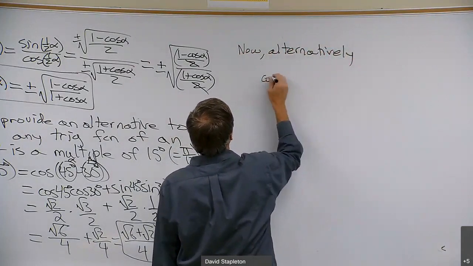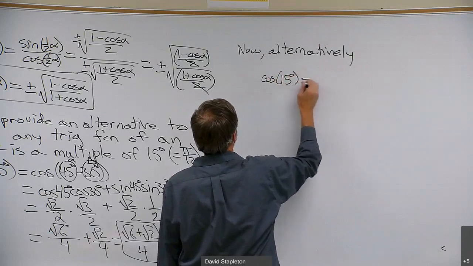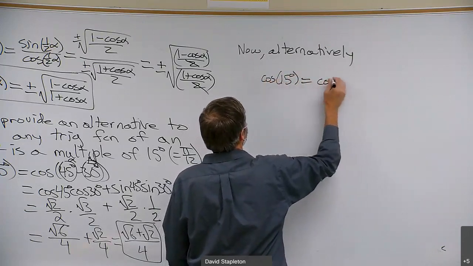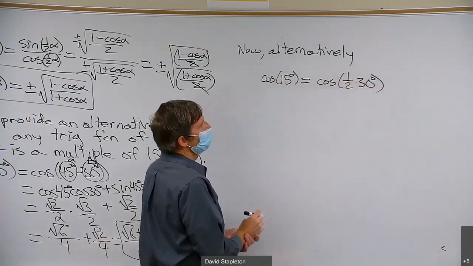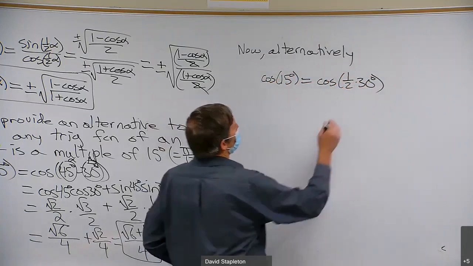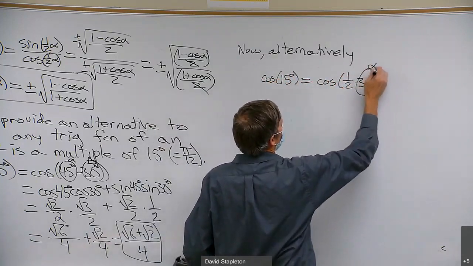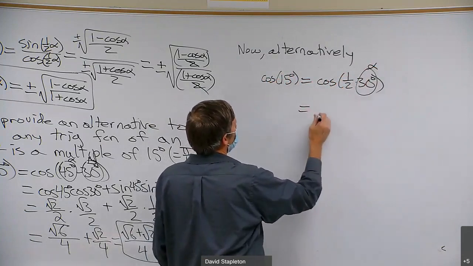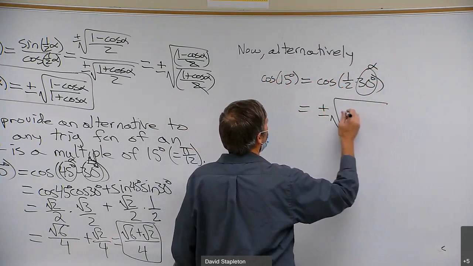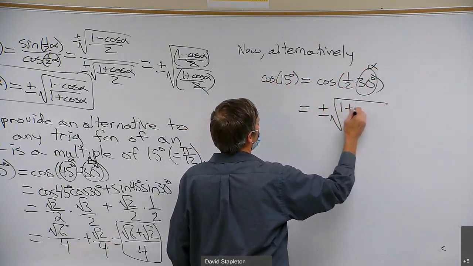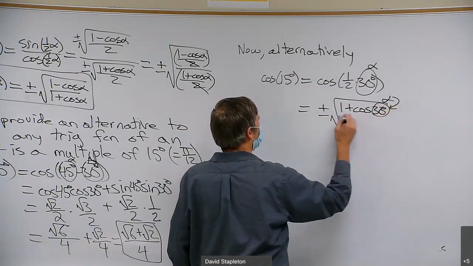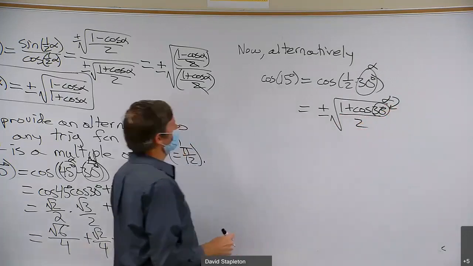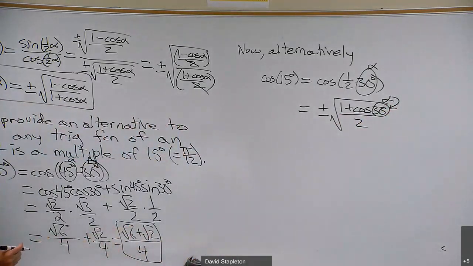Now, alternatively, suppose we want the cosine of 15 degrees. We recognize that 15 degrees is half of a special angle, and we'll write it that way, 1/2 of 30 degrees. On formula 5 for the cosine of half an angle, with alpha equals 30 degrees, this is plus or minus the square root of 1 plus cosine of the whole angle, all over 2. There's the half angle formula, so it's with alpha equals 30 degrees.